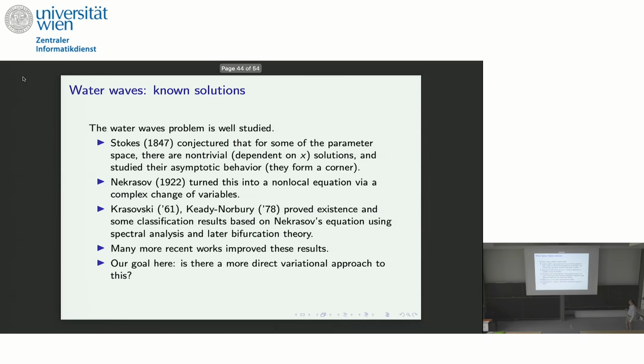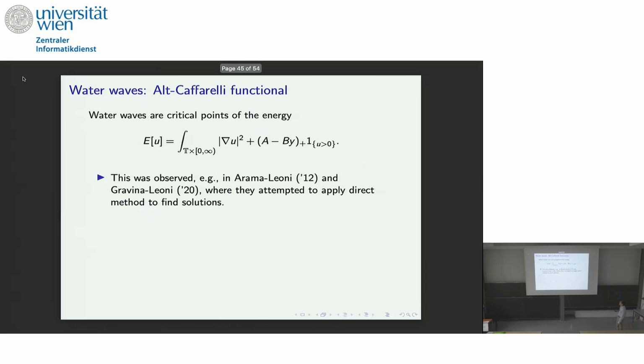Okay, we want to do something different. Can I do a direct variational argument based on the fact that this is a free boundary problem and I like the Alt-Caffarelli energy? And indeed, you can write down an Alt-Caffarelli energy here. It's very similar. You have this weight here, but this is fine. And you can minimize this. And critical points of this formally correspond to solutions exactly of this problem.